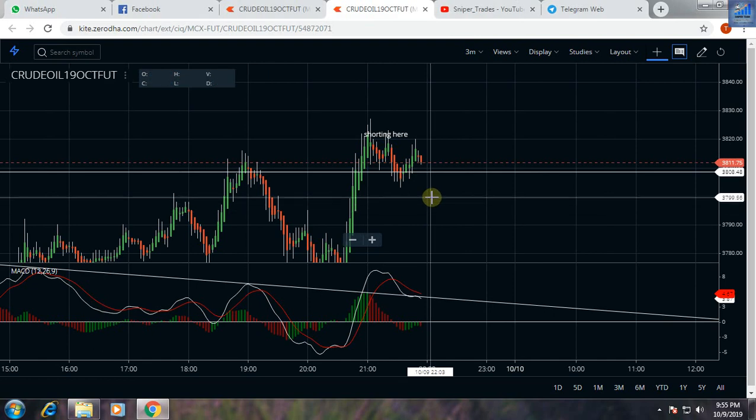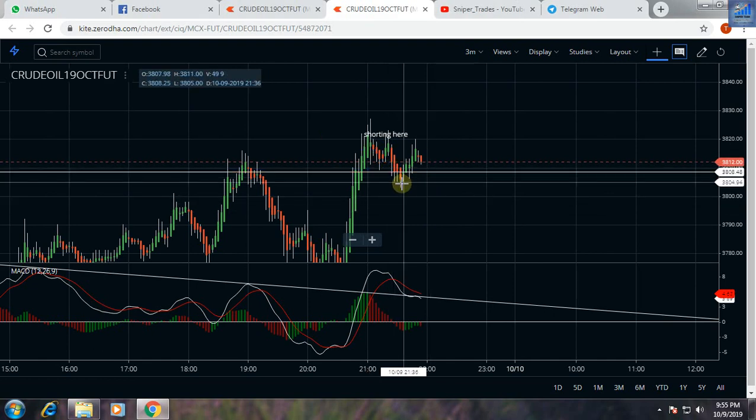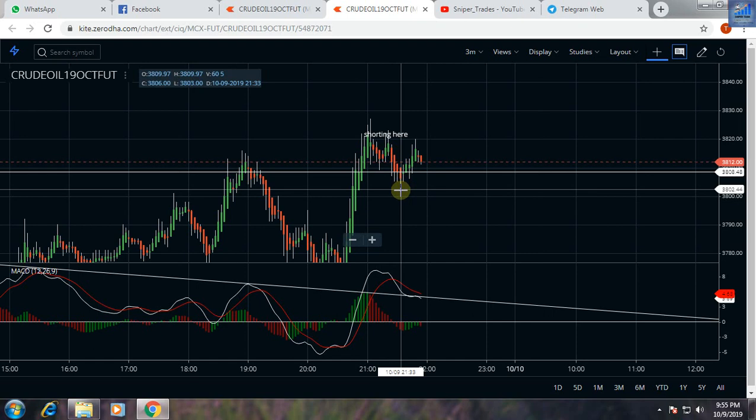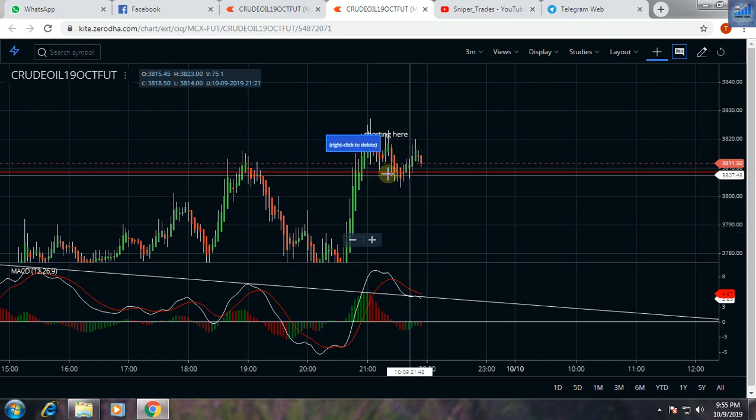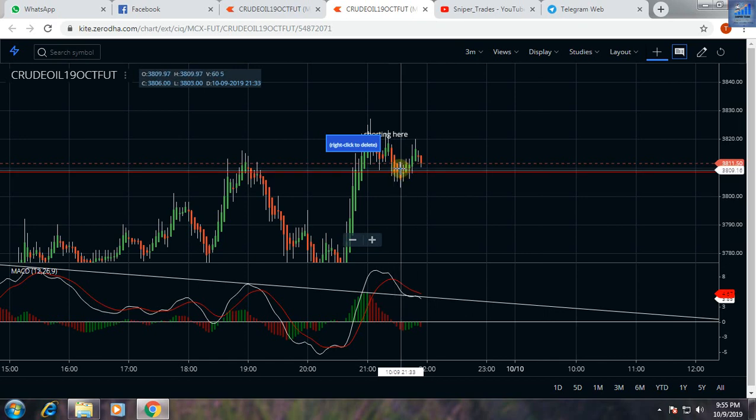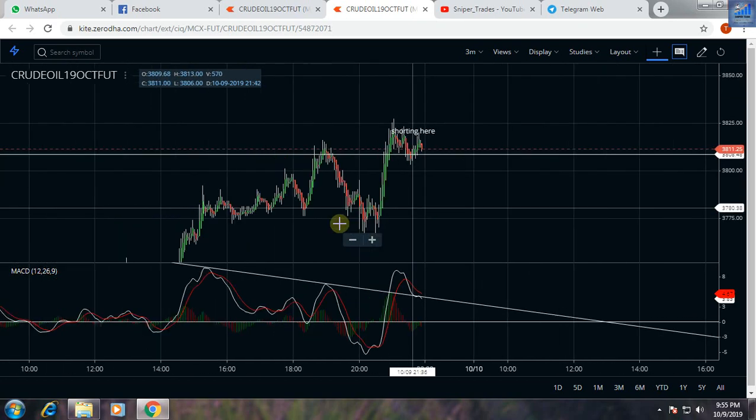So now as we can see, the price has made a new low of 3803 from our 3808 level. So it has made a low of 5 points, and we can see at this level the price is consolidating a little bit, and this level is a support.